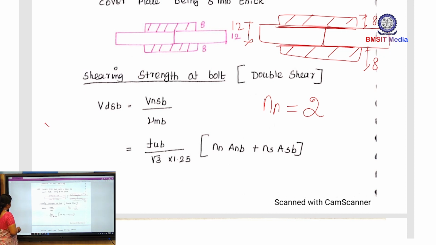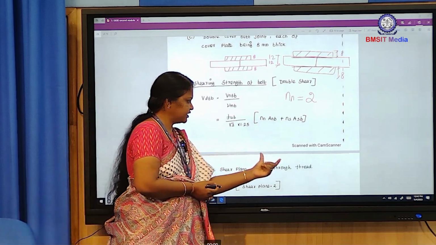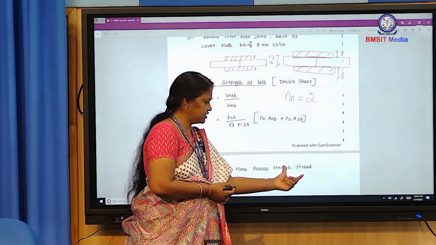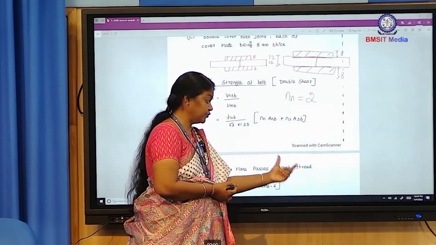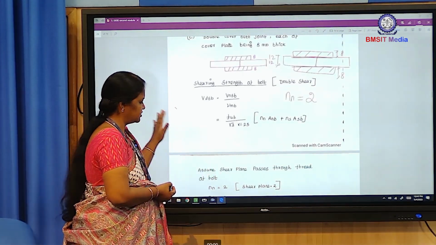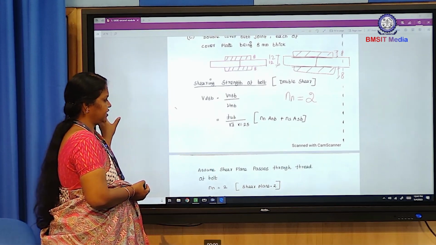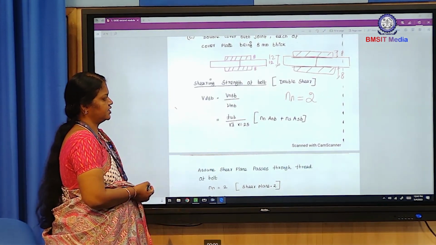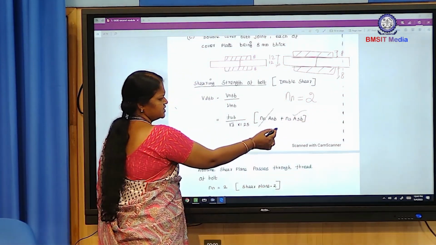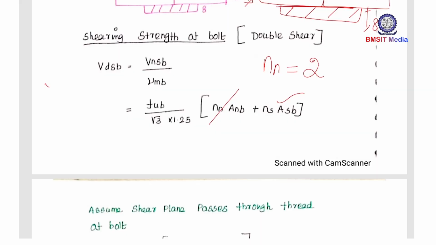Always we have to assume the shear plane passes through the thread of the bolt, because the thread area is the critical one; compared to the shank area, the thread area is very less. So, we assume only the thread area, because nothing is mentioned in the question. If it is given in the question that the shear plane passes through the shank area, then no need to consider this term, consider this term: n is equal to 2, Asb equal to area of the shank, that is pi d squared by 4.